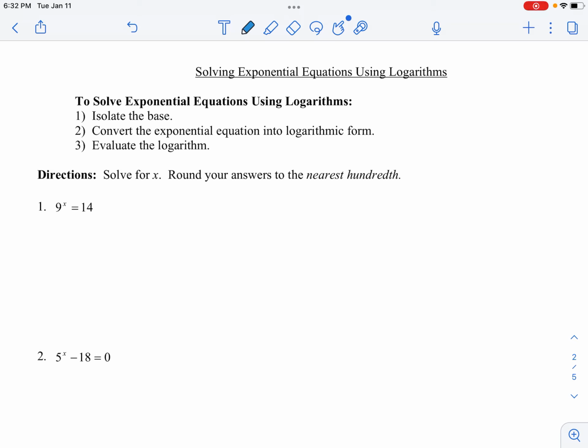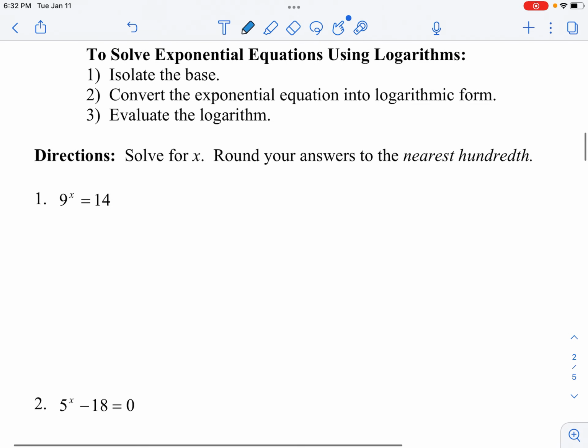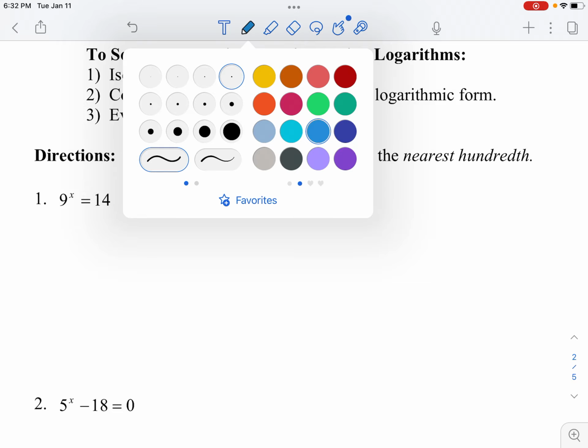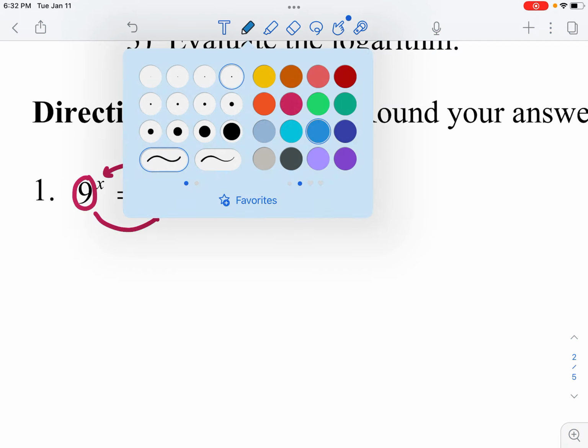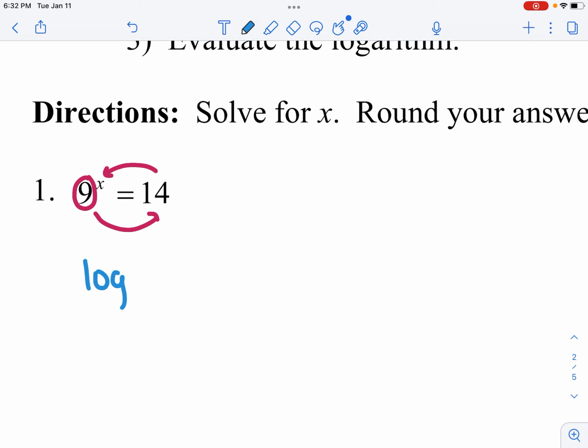But it won't always be the case where you can come up with a common base. So if you look at, for instance, number 1 here, one side of my equation is a base of 9 being raised to the x. The other side is 14. And there's no way I'm ever going to be able to get 14 or 9 to be written in terms of the same base. So we already have the base isolated. So we're going to circle the base of 9, run the race. Now remember, we're going from exponential form into logarithmic form, so this is going to become a logarithm with a base of 9 of 14, and it's equal to x.